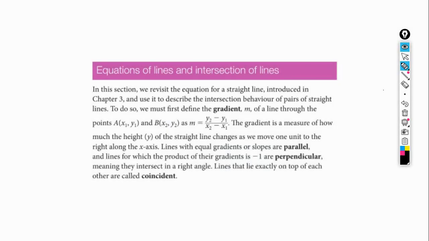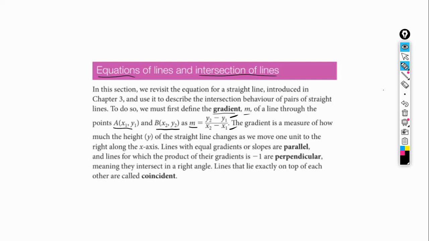So next, let's review a little bit on equations of lines and intersection of lines. In this section, we revisit the equation for a straight line that we introduced in Chapter 3, and use it to describe the intersection behavior of pairs of straight lines. To do so, we must first find the gradient m of a line through the points A, x1, y1, and B, x2, y2, as m is equal to difference in y over difference in x, or rise over run. The gradient is a measure of how much the height of the straight line changes as we move 1 unit to the right along the x-axis.